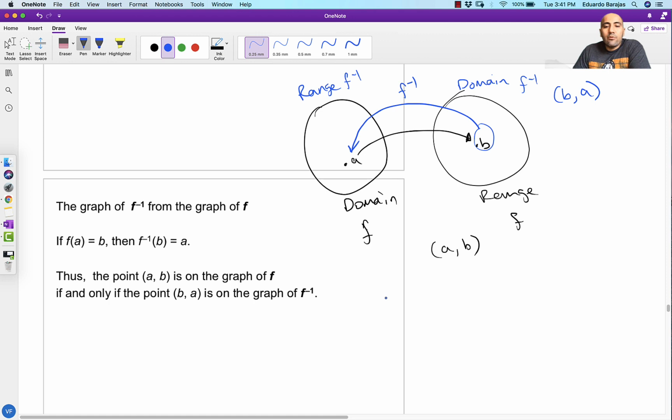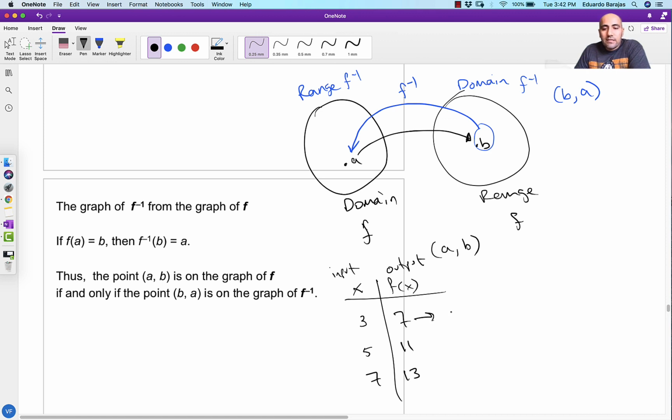So if we had a table of values, right? This is saying, kind of in simpler words, hopefully. If we have a table of values where we have just inputs, outputs, and we just have a bunch of numbers, like let's say 3 maps to 7, and 5 maps to 11, and 7 maps to 13. We just have input, outputs. This leads to the ordered pair 3, 7 on our graph. This leads to the point 5, 11 on our graph. And this leads to the point 7, 13 on our graph.